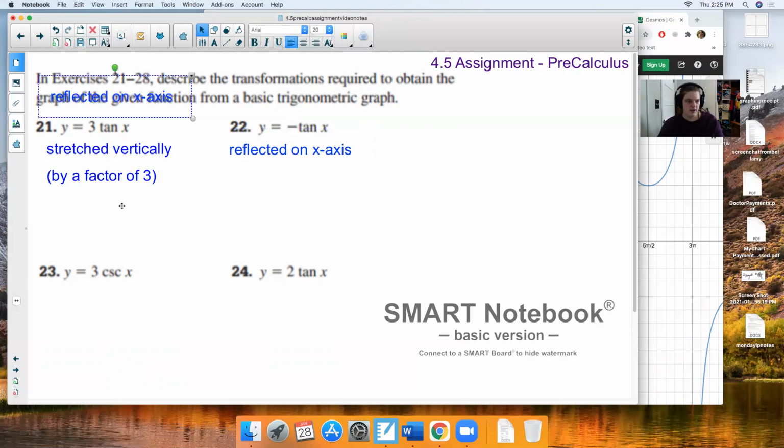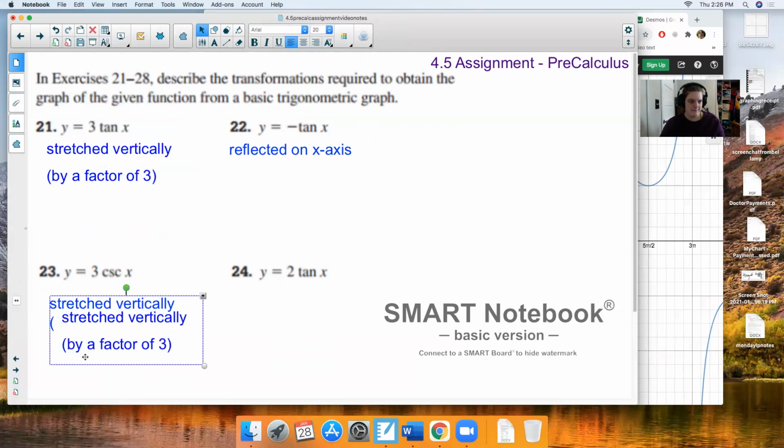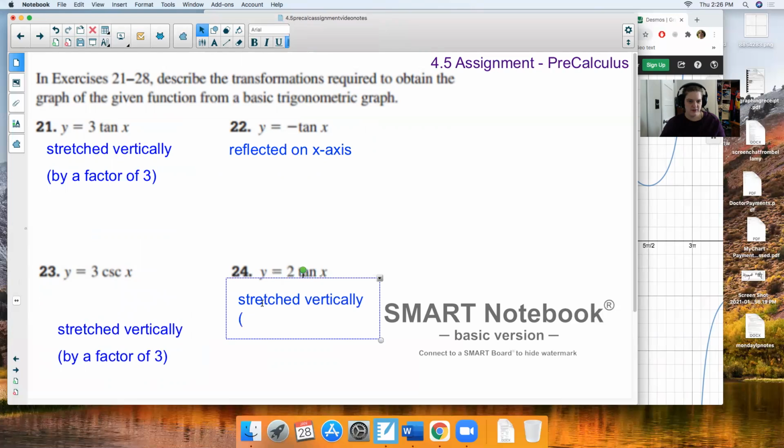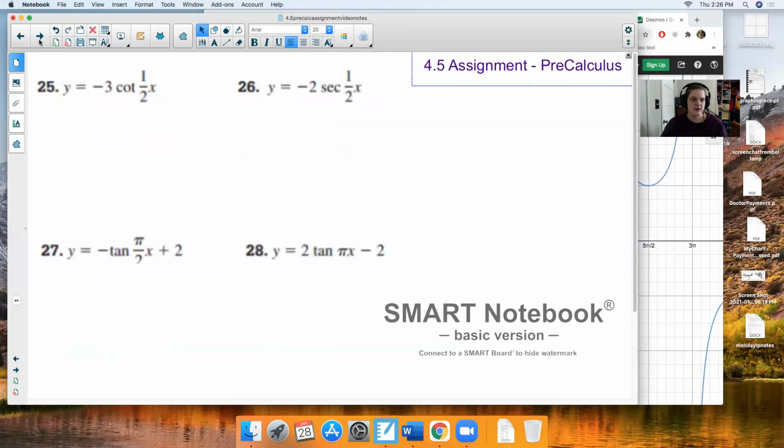All right, and then for 3 cosecant, that just means it's stretched vertically by a factor of 3 again. And then this one is just going to be stretched vertically by a factor of 2. And of course, you can look at that.